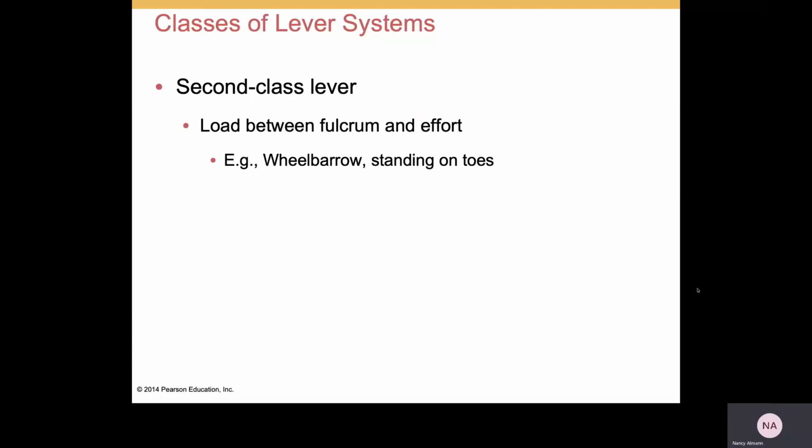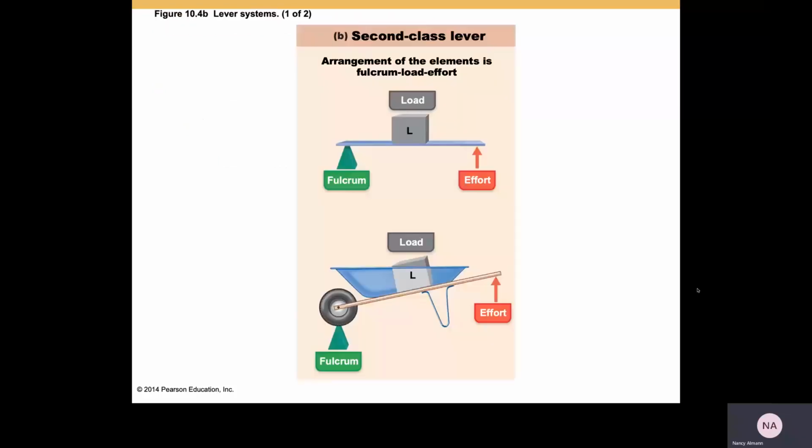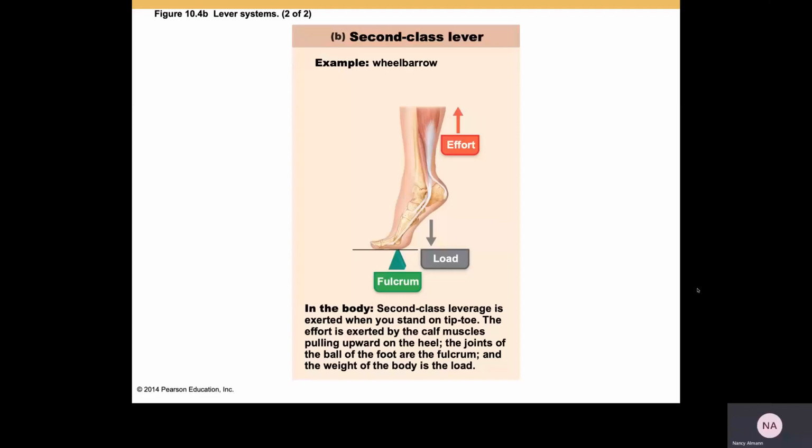You also have second class levers where the load is between the fulcrum and the effort. So think wheelbarrow, think pointing your toes and standing on them. And it shows you what's going on there with the fulcrum, the load, and the effort. And an example of that is when you are contracting your gastrocsoleus complex and standing on your toes or the balls of your feet.